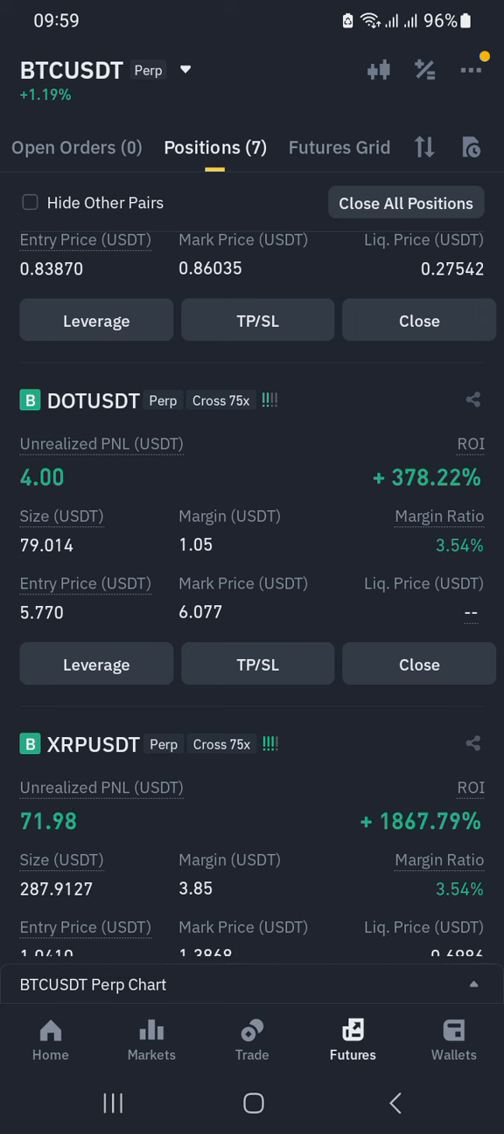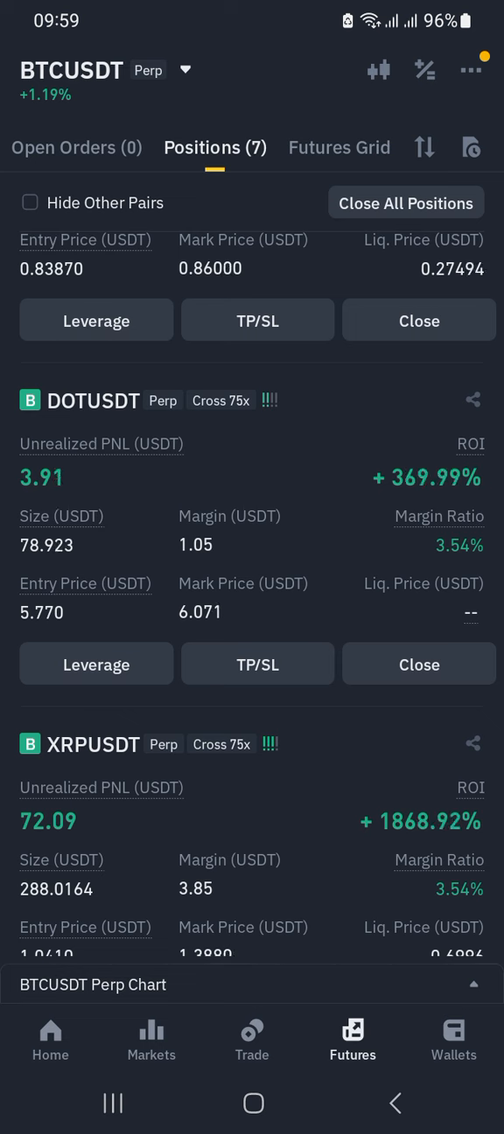Now, it is the calculated price used to determine unrealized profits or loss and liquidation. It is more stable than the last price and protects you from unfair liquidations. The last price. This is the price of the most recent trade in the futures market. It is used to calculate realized profit or loss when you close a position.